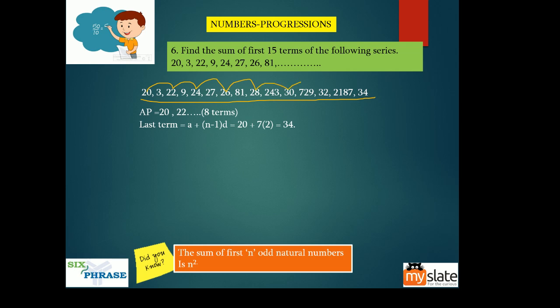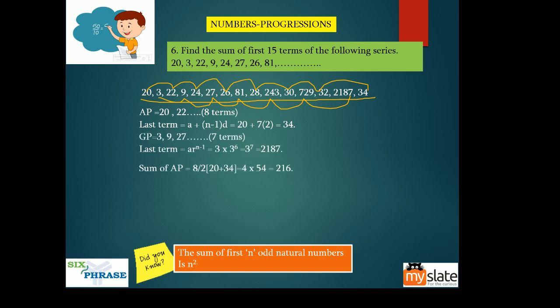In that, this is an AP series with 8 terms. Now this is a GP. GP with how many terms? 7 terms. So you find the sum of these two and add them, and you will get the answer. For the sum of the AP, you're getting 216. The sum of the GP, you're getting 3279. Add them, you get 3495.